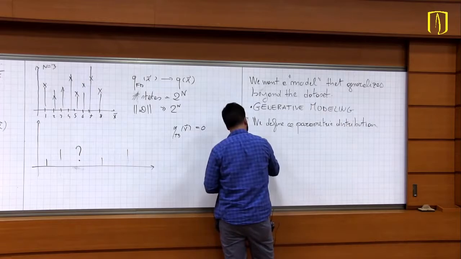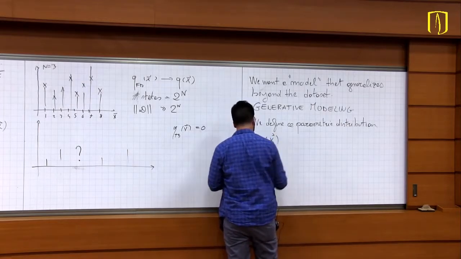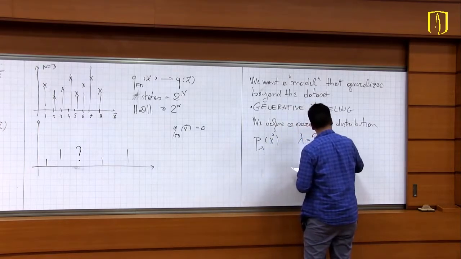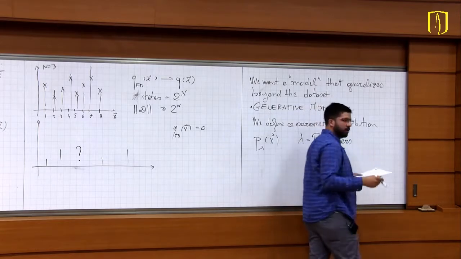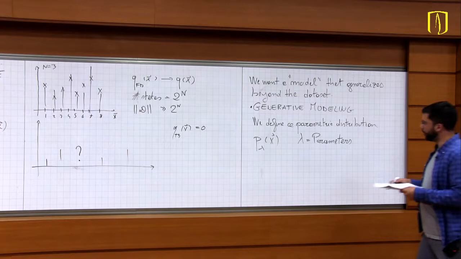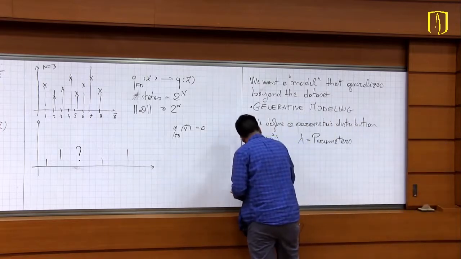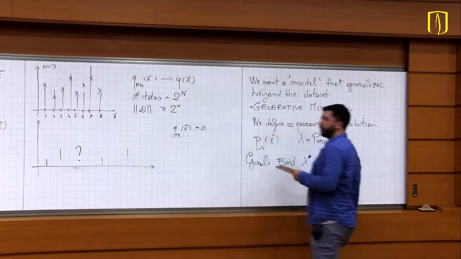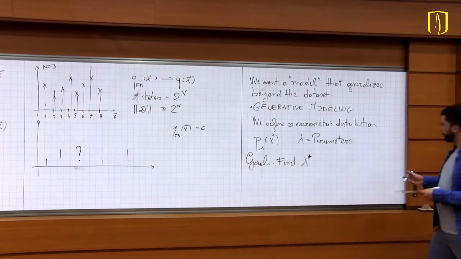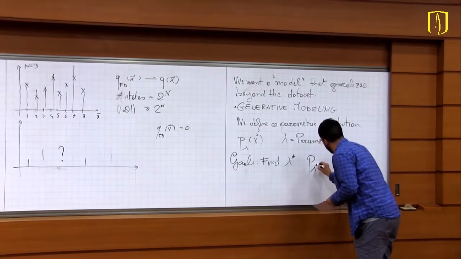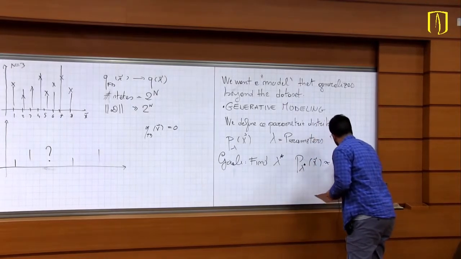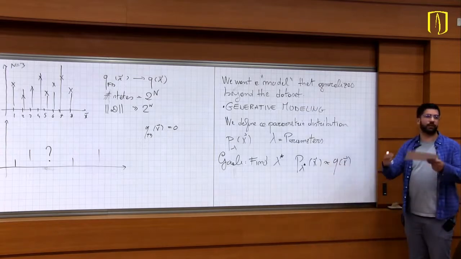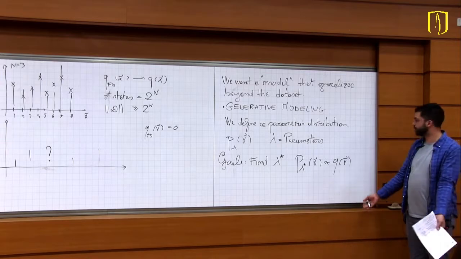We call this P lambda of X, and this lambda are the parameters. I think they were called theta in Juan's lecture. And so the goal essentially is to find some set of parameters lambda star in such a way that your parametric distribution P of lambda star mimics the unknown distribution Q of X. And you want to do this starting from the data that you have available.